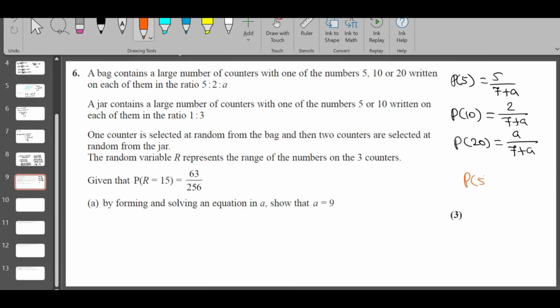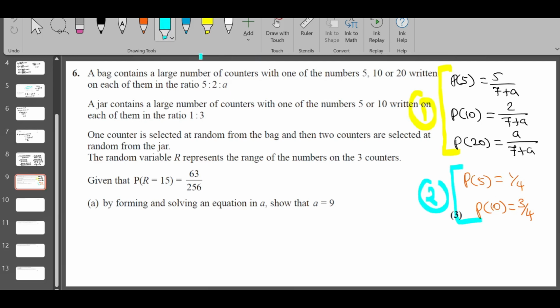So P of 5 is 1 over 4. P of 10 is 3 over 4. Let's read the question further. One counter is selected at random from the bag. We are selecting 1 from this. Out of 3 we are taking 1, and then we are taking 1 counter from here, and we are taking 2 from here. 2 counters are selected from the jar.